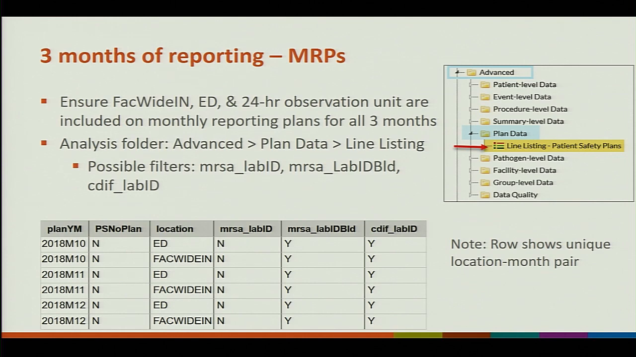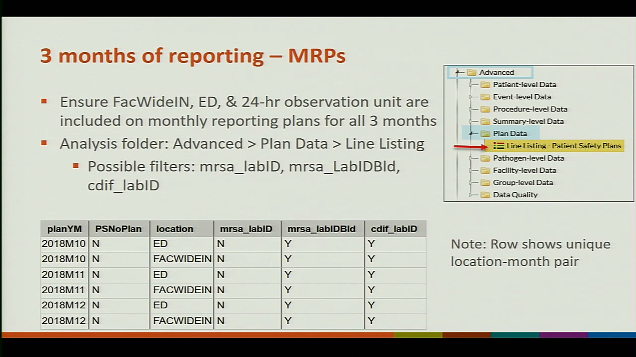So let's first check the monthly reporting plans. It is very important to ensure that your facility-wide inpatient, ED, and 24 observation units are included in your monthly reporting plan for all 3 months, if the ED and OBS locations are applicable. As Denise previously mentioned, if an ED or a 24 observation unit was made active after the monthly reporting plan is completed, the application does not automatically add that. So it's very important to update the monthly reporting plans if needed.